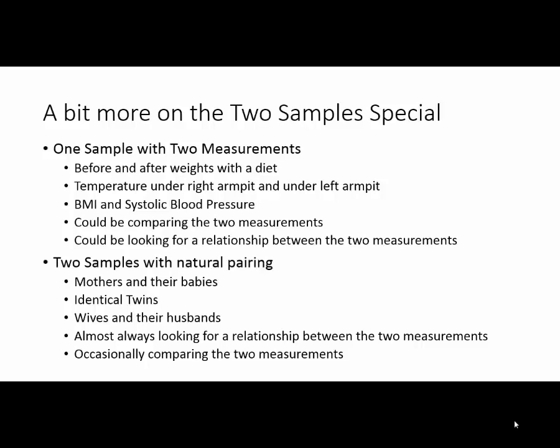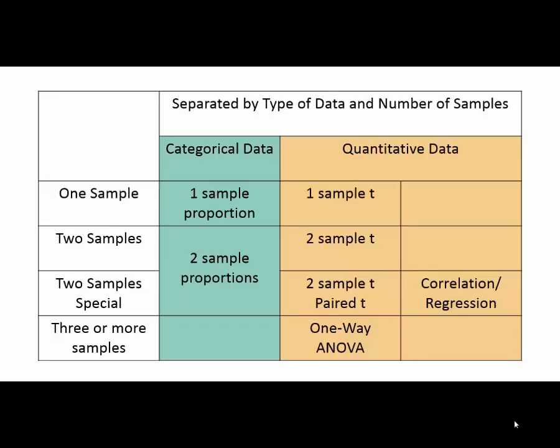Another time you have two samples special is when you actually have two samples, but these samples can be naturally paired. Each person in the first sample goes with a specific person in the second sample. So I have one sample of new mothers, and the other sample is the newborn babies of those mothers. Each baby goes with a specific mother. Each mother goes with a specific baby. In these kinds of two samples specials, you're almost always looking for a relationship between the data collected from the first sample and the data collected from the second. It does happen occasionally that you want to compare and contrast them rather than find a relationship, but that's not nearly as common.